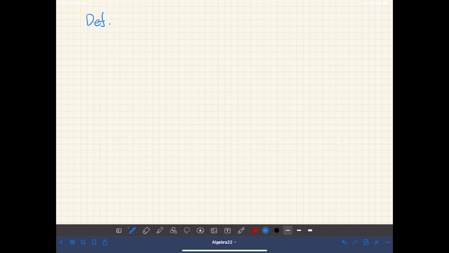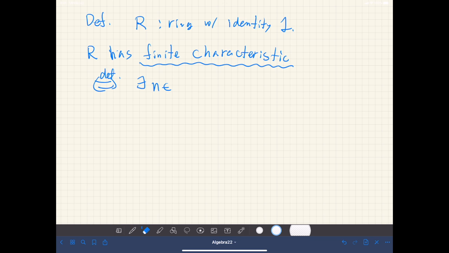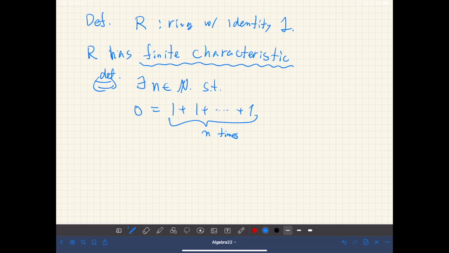Here's another definition. Let R be a ring with identity 1. And we say R has finite characteristic if there exists an integer, a natural number n, such that 0 is equal to 1 plus 1 plus and so on. If we add 1 n times, that is equal to 0, then we say R has finite characteristic.